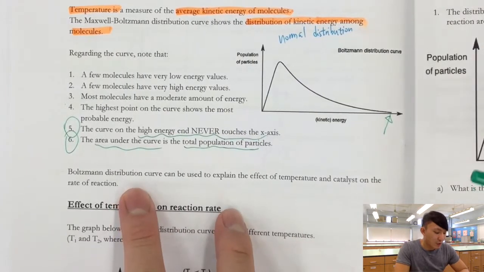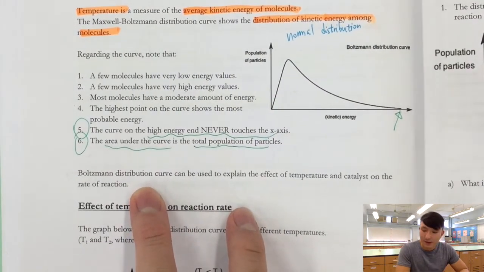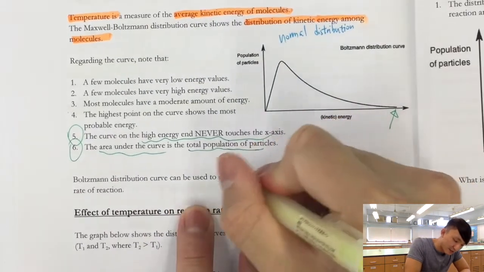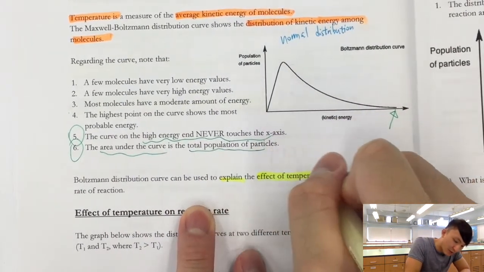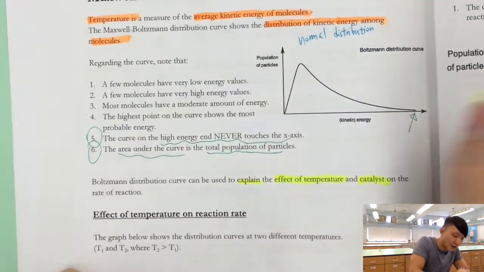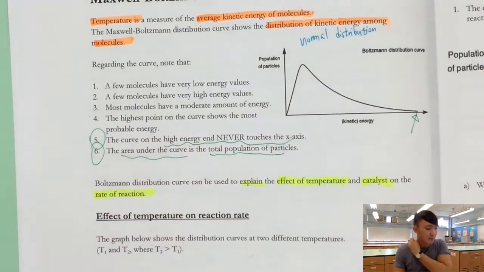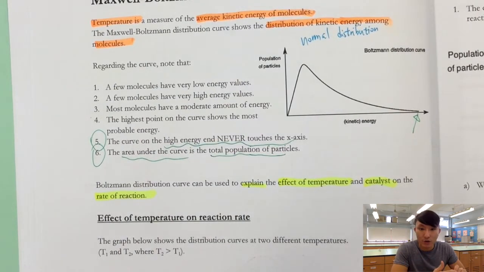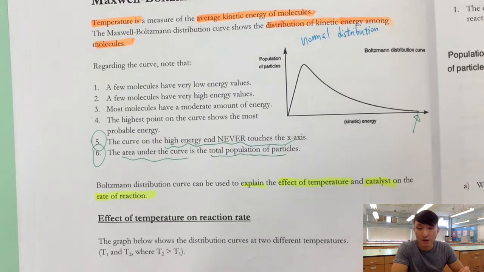Now, why do we have to look at this Boltzmann distribution curve? Because this curve can be used to explain the effect of temperature and also the effect of catalyst on the rate of reaction. Okay? Now, you notice that in our core topics, when we talk about rate of reaction, we say that temperature will affect the rate of reaction.